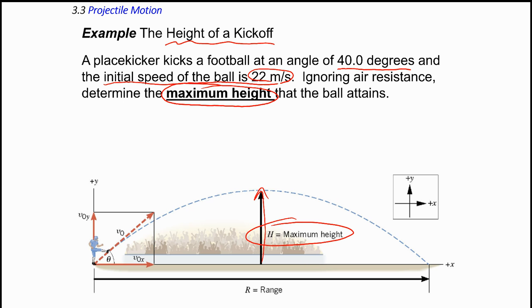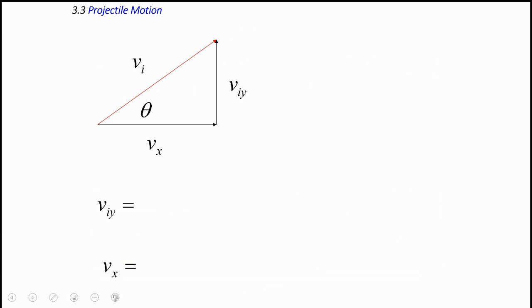Now, what makes this different is we have the initial velocity here. They call it V0. I like to call it VI. But really what we need to do is figure out how fast this thing is moving vertically and how fast it is moving horizontally. That's the information we actually need to go with. So the first thing we're going to do is break this up.